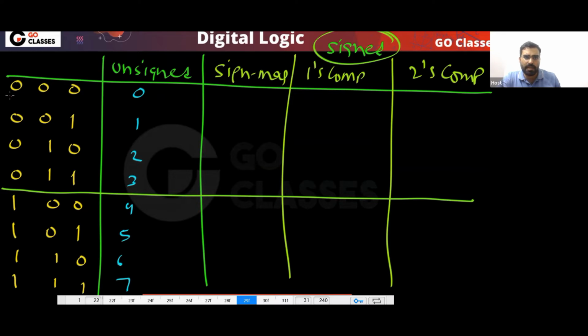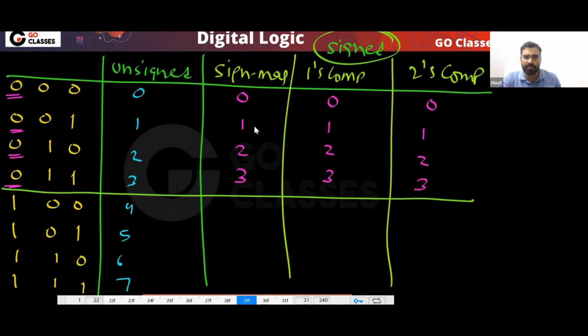So remember, this is the sign bit. Okay, so it will be 0 1 2 3.